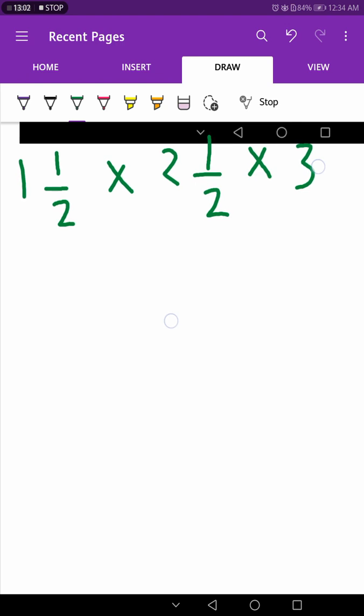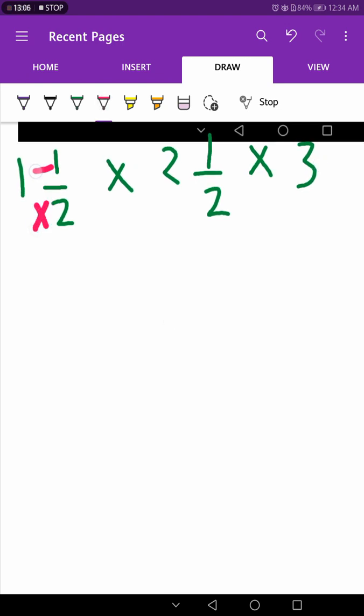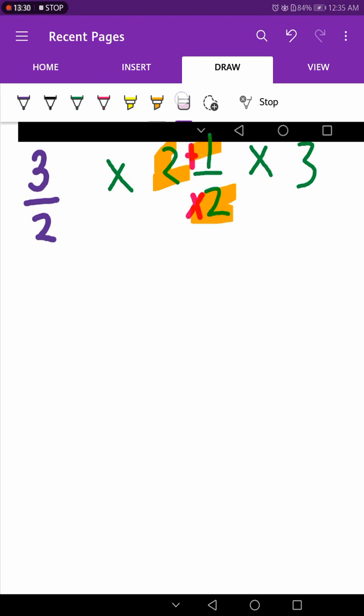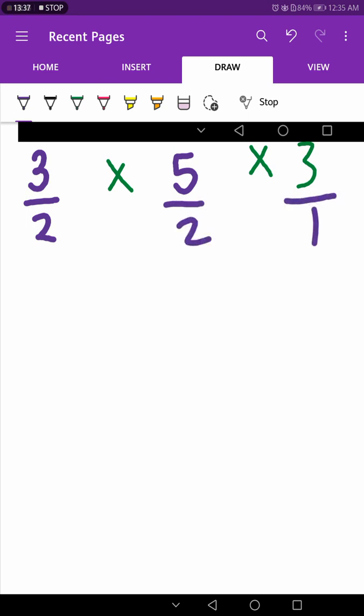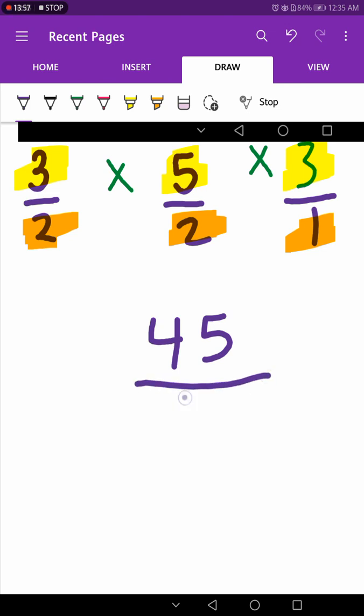As we learned before, we convert the mixed number into an improper fraction. 2 multiplied by 1, 2 plus 1 equals 3 over 2. So this is 3 over 2. And what about this? 2 multiplied by 2, 4 plus 1, 5 over 2. So this is 5 over 2. Good. And the 3 holds 1 down. Now up with up and down with down. 3 by 5, 15, multiplied by 3, 45. And down we have 4.